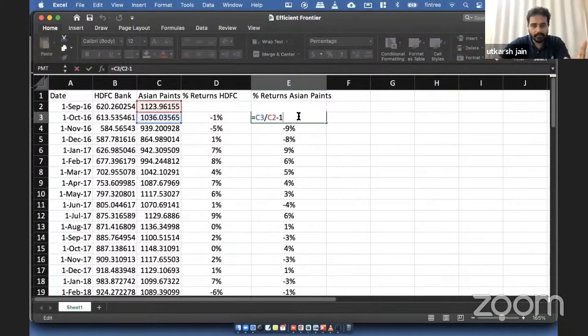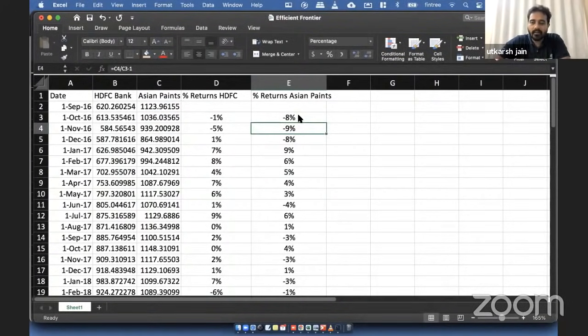So look at the formula, same, right? Closing divided by opening minus 1. All that we've calculated is that in the last 5 years, what is the return that we've earned on a month-on-month basis? What is the return that we've earned on a month-on-month basis for these approximately 60 months?